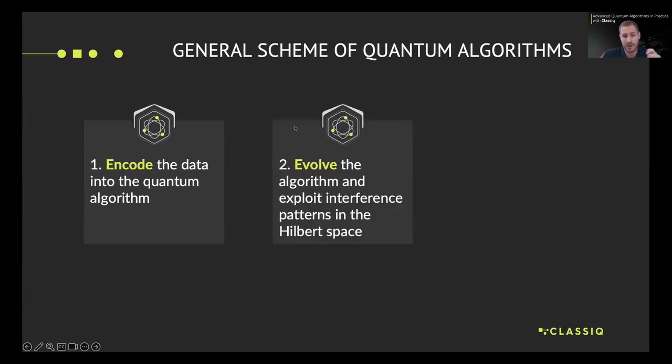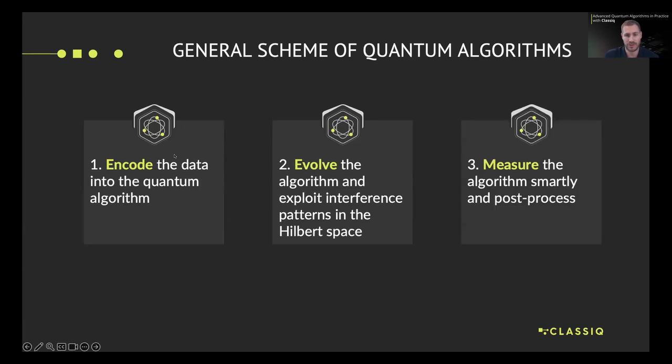Then the second step is to evolve the algorithm and exploit interference patterns in the Hilbert space. So this is the step where we actually gain some advantage by evolving, by doing the quantum computation or the quantum algorithm development. And the last phase is to measure the algorithm smartly and then post-process the measurement. So roughly speaking, we can view quantum algorithms in the eyes of these three steps. And the quantum primitive that we're going to discuss now, the phase kickback, is sort of between the encoding part and the evolving part. So we can view it as a mixture of both.